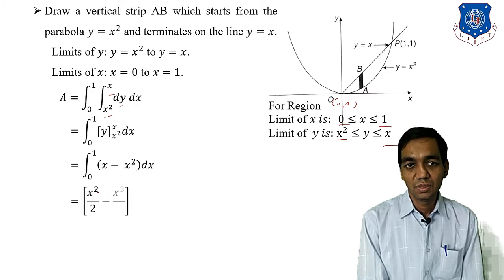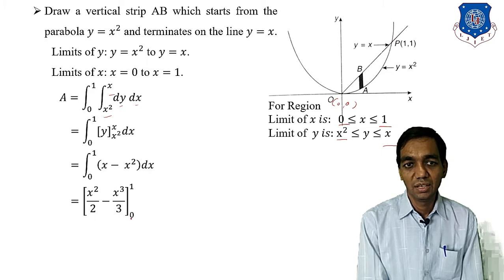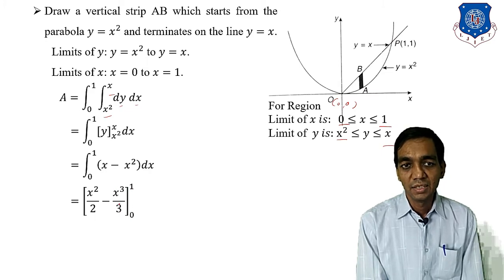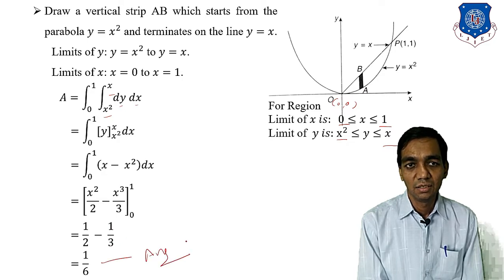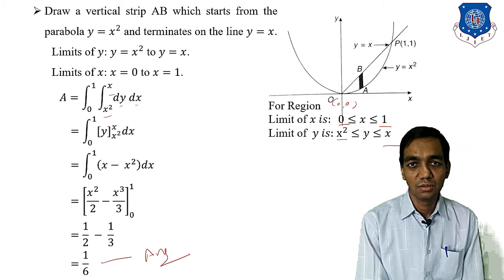Integration of x minus x square is x square by 2 minus x cube by 3, and the limit is from 0 to 1. Substitute the limits, that will give 1 by 2 minus 1 by 3, that is 1 by 6. So this is the area in between these two curves.